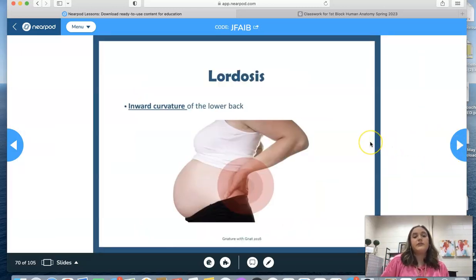Lordosis. So lordosis is the inward curvature of the lower back. You see lordosis often in pregnant women. The weight of their body is now an uneven distribution. So all of that pressure is put onto their lower back and it makes their spine curve inward.